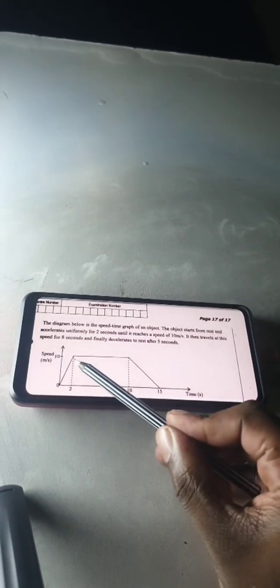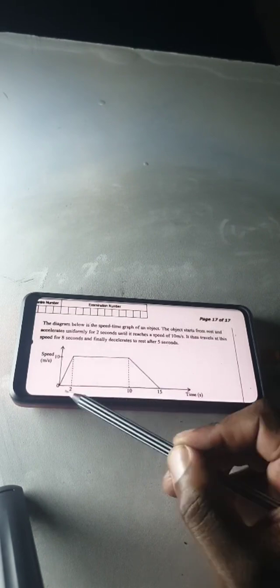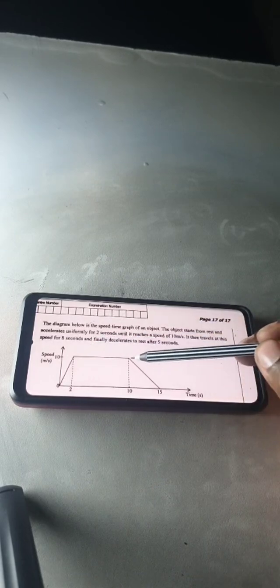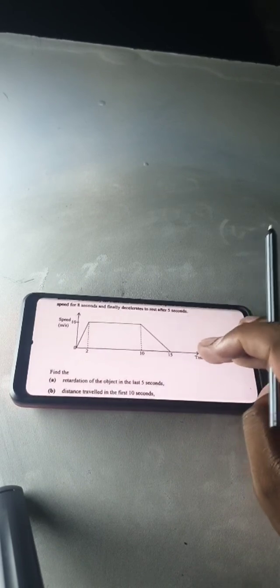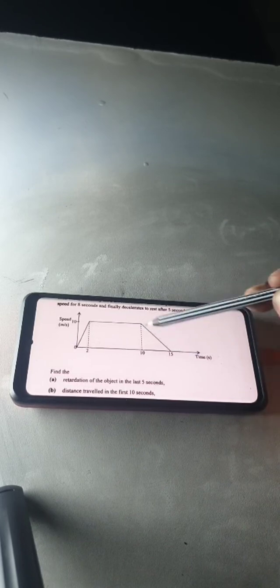I hope you understand. From 2 to 10 it's 8, so we have 8 seconds. And finally it decelerates to rest after 5 seconds. And of course, from 10 to 15, there's 5 seconds. Now let's answer the questions that follow. The first one says, find the retardation of the object in the last 5 seconds. Retardation and deceleration are one and the same.